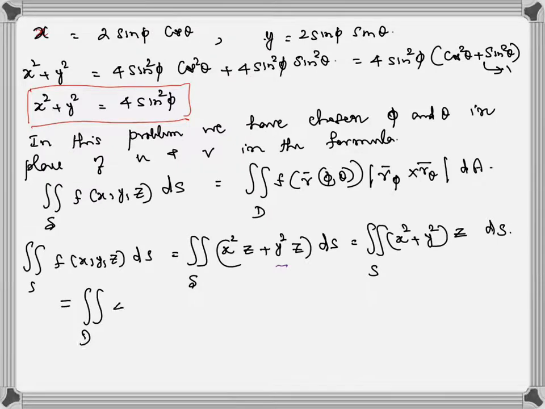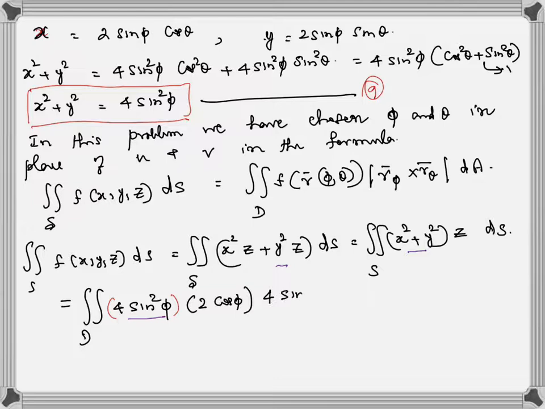So using all the expressions that we found in terms of the parameters phi and theta, substituting them, it is the double integral over the parametric domain D. We have x square plus y square, that is 4 sine square phi from step 9, then times z, which is 2 cosine phi, times dS, which is this one, the absolute value of r phi cross r theta dA, which is 4 sine phi d phi d theta. We'll call it step number 10.